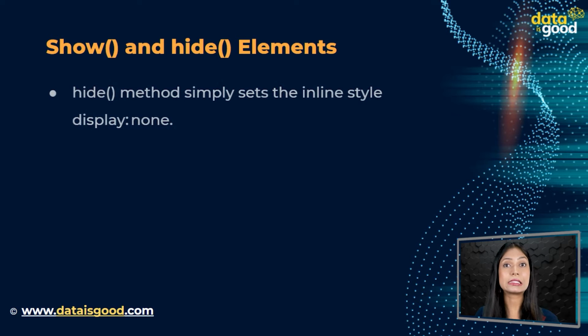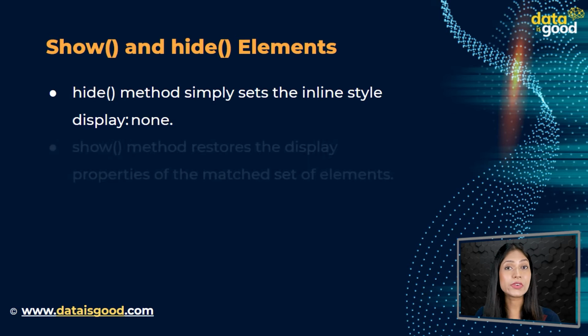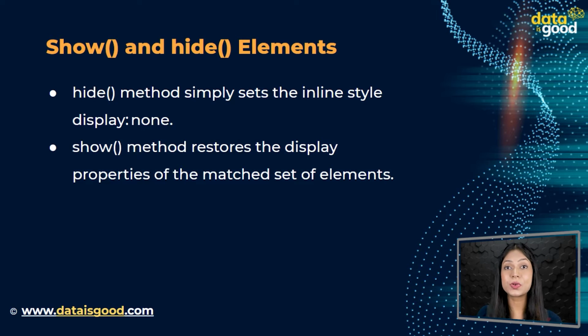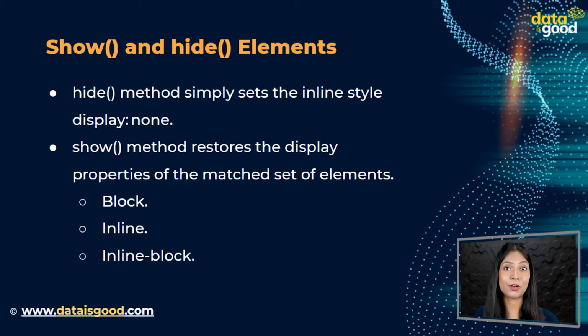The hide method simply sets the inline style display: none for the selected elements. Conversely, the show method restores the display properties of the matched set of elements to whatever they initially were, typically block, inline or inline block, before the inline style display: none was applied to them.